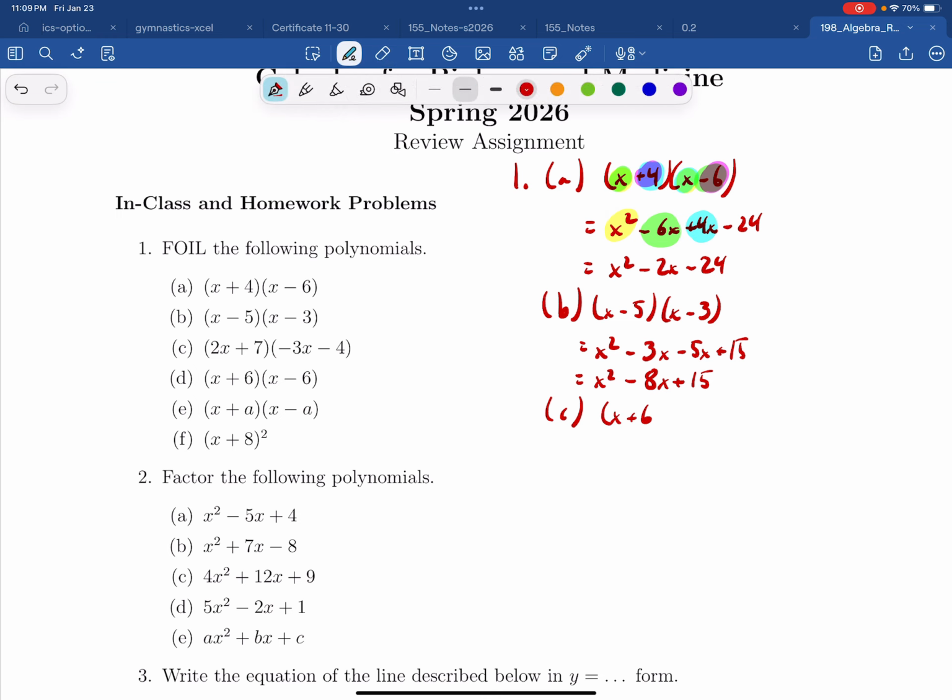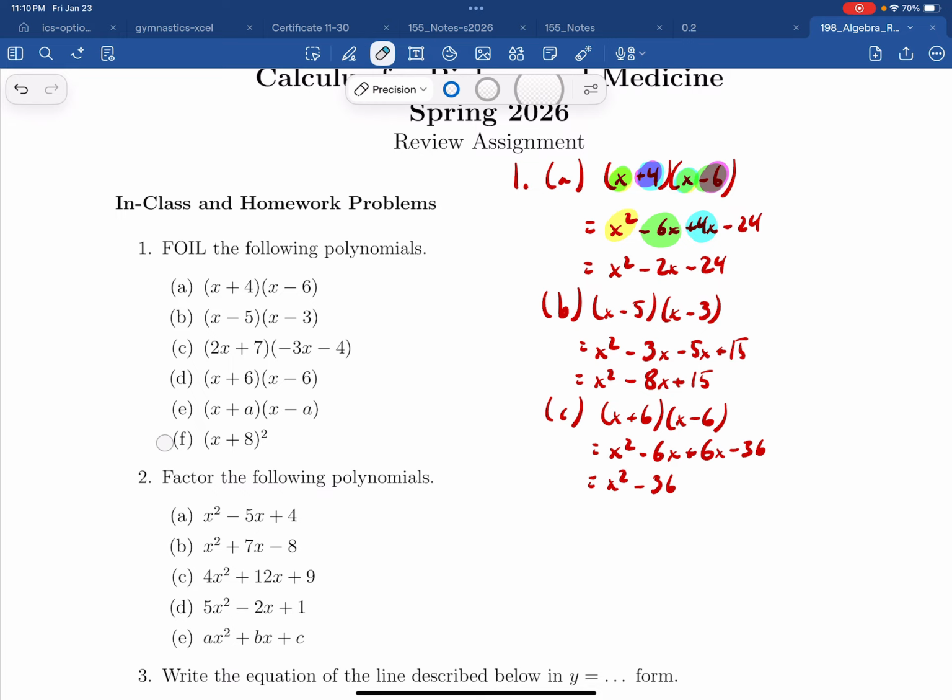x plus 6 times x minus 6. Something slightly nice and interesting will happen here. We're going to get x squared, minus 6x plus 6x, minus 36. And so look what happened to that middle term. It went away. And you can decide whether that's a coincidence or not. But I'm going to leave problems D, E, and F to you. See if you can get those.